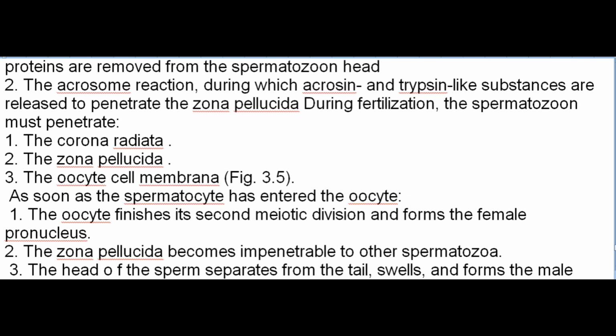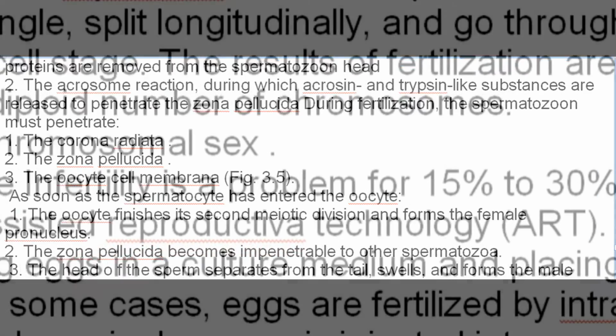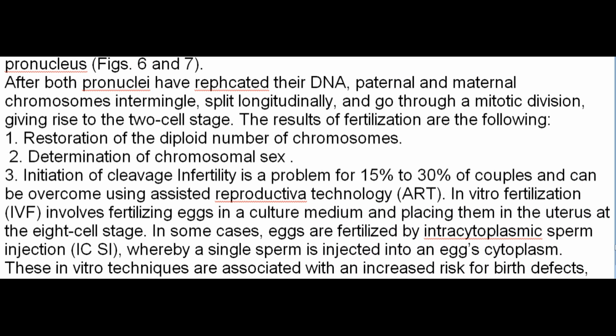3.5. As soon as the spermatozoon has entered the oocyte, 1. The oocyte finishes its second meiotic division and forms the female pronucleus. 2. The zona pellucida becomes impenetrable to other spermatozoa. 3. The head of the sperm separates from the tail, swells, and forms the male pronucleus, Fig. 6 and 7. After both pronuclei have replicated their DNA, paternal and maternal chromosomes intermingle, split longitudinally, and go through a mitotic division, giving rise to the two-cell stage.